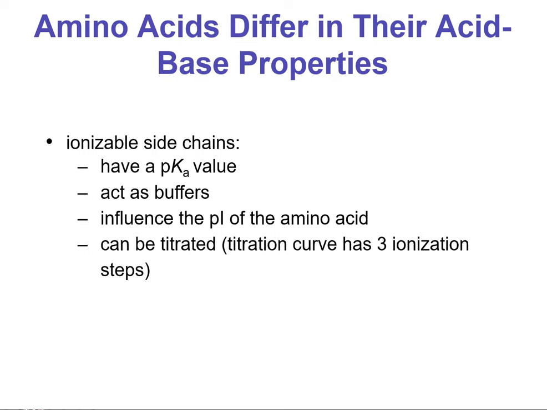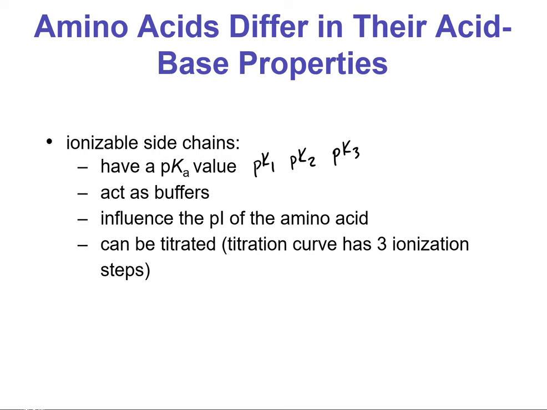So remember those amino acids that have ionizable side chains, like the negatively charged ones, positively charged ones? Well, those side chains have a pKa value as well. So now, instead of just pK1 and pK2, we've got pK1, pK2, pK3. And they can act as buffers as well, and they influence the pI of the amino acid. So if you have an ionizable side chain, you can't just calculate the pI like you would with one that only has 2 ionizable groups.